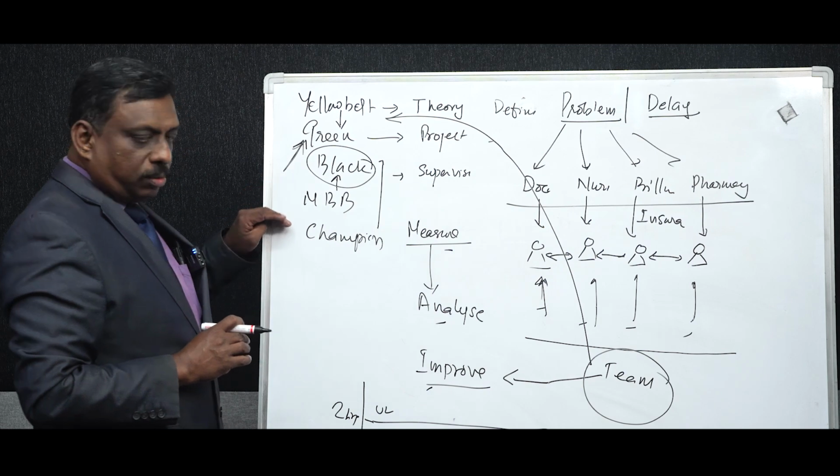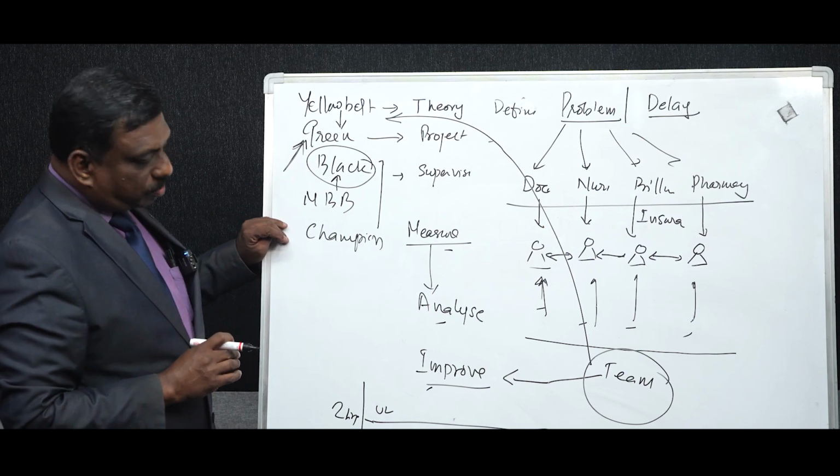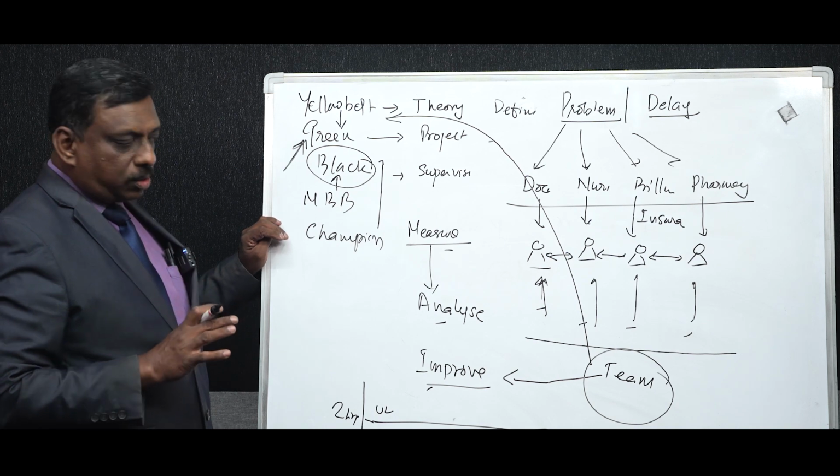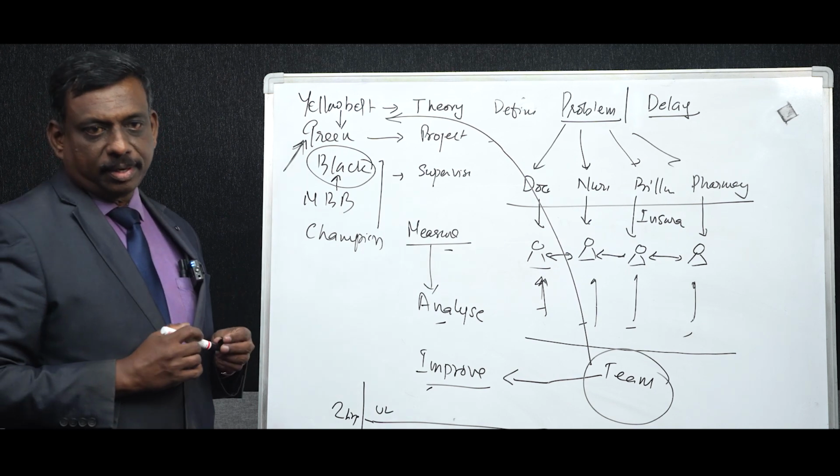Then a black belt can go on to master black belt and Six Sigma champion, who are totally and exclusively doing Six Sigma methods. Okay, you understand?